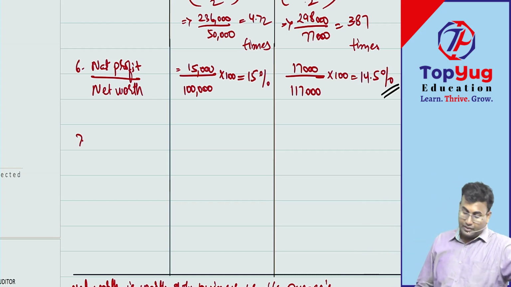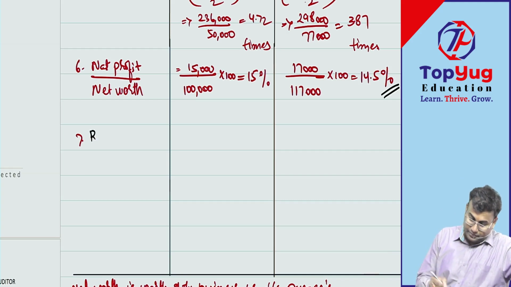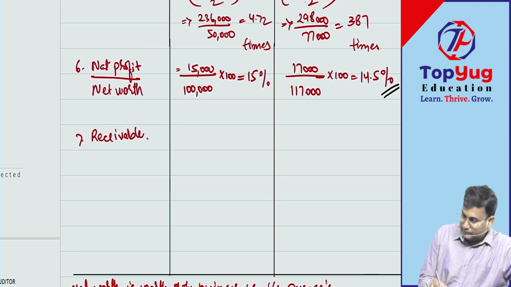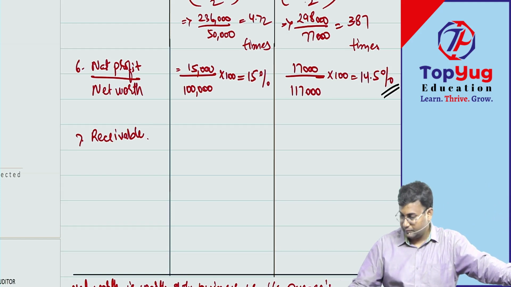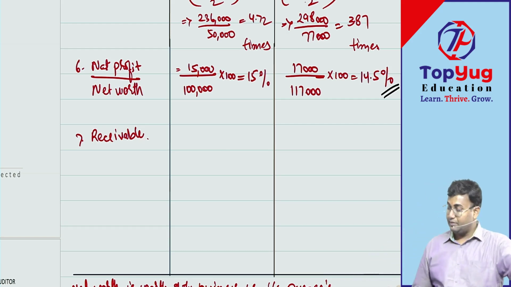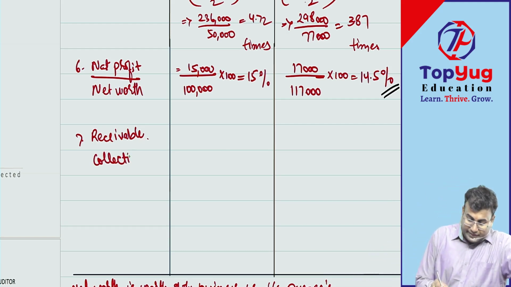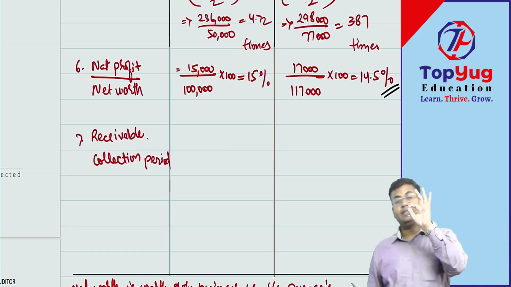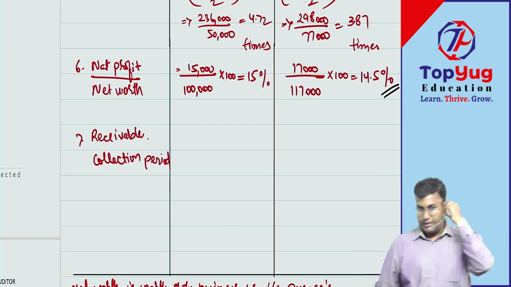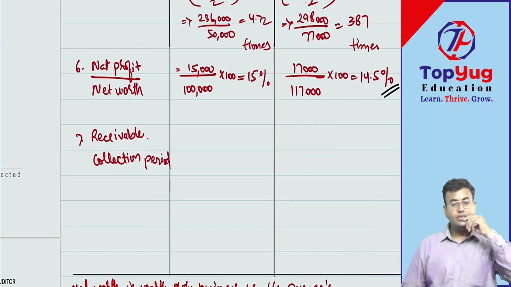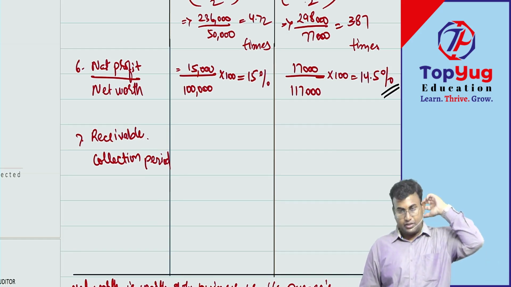Okay, seventh one. Next one, sir. Receivable collection period. Now this we will do in two parts. Guys, please understand, this is a very important understanding for you, because this is a collection period.